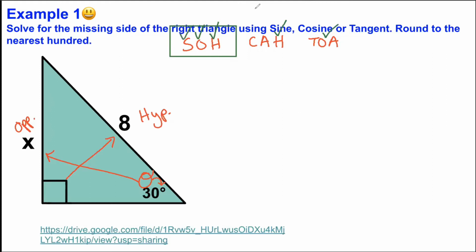All right, so how do I write my ratio? I'm going to write it like this. I'm going to write sine, S-I-N. Instead of theta, I'm going to write 30 degrees equals, now it equals what? Opposite over hypotenuse. So let's write that fraction.